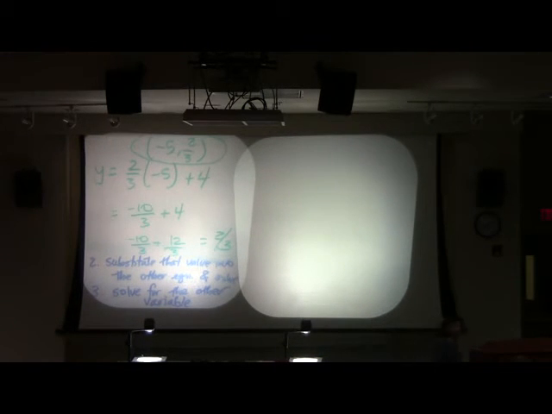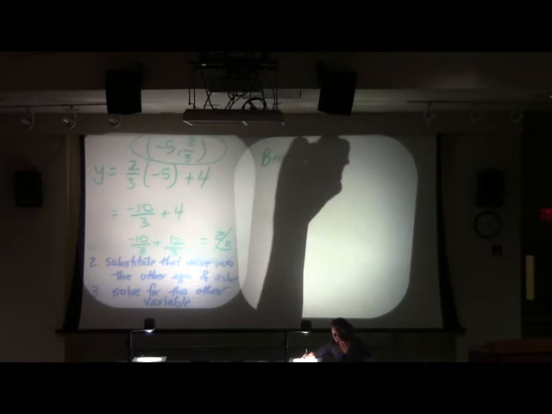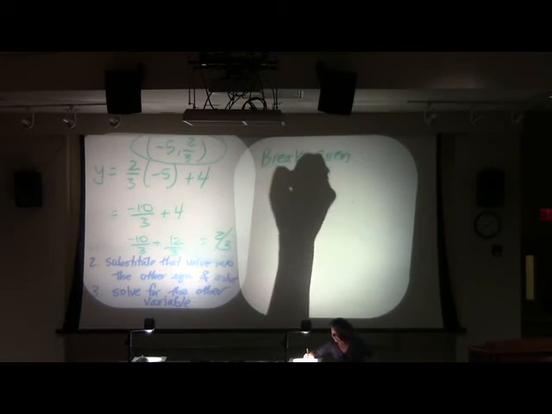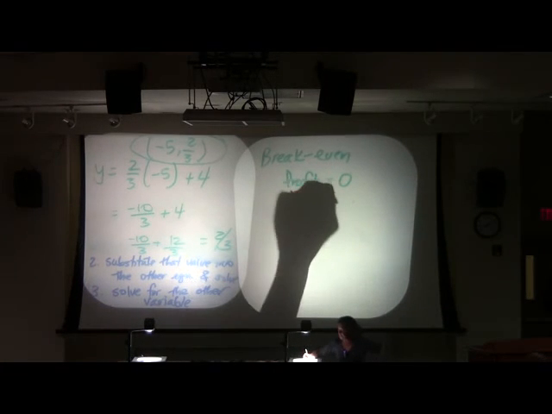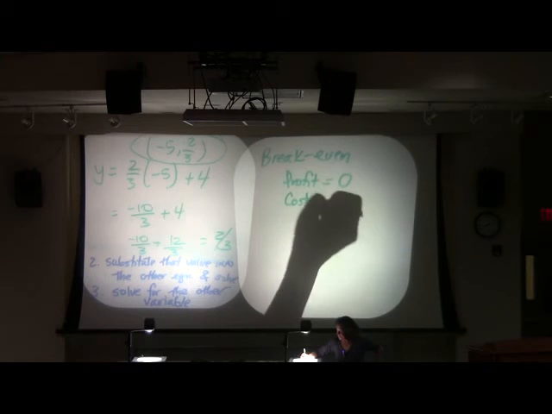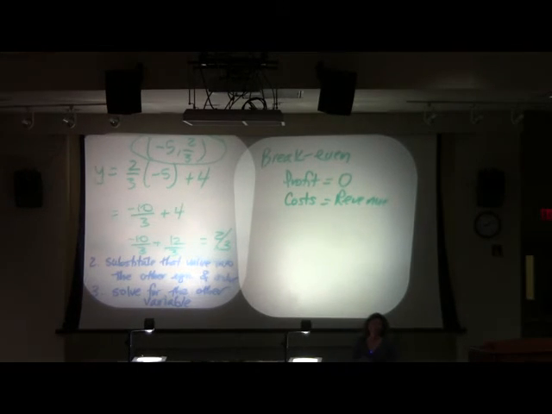You guys remember that? So when you have a business and you break even, doesn't that mean that you didn't lose or gain anything? In other words, isn't your profit equal to zero? That was one way we looked at breaking even: our profit was zero. Another way we looked at it is it's precisely when the costs are equal to your revenue.